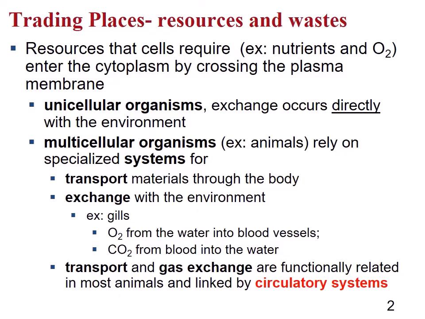Unicellular organisms are pretty simple. They can exchange things directly with their environment, but multicellular organisms, such as ourselves, rely on specialized systems for transport and exchange. Exchange organs could be like the gills, which exchange oxygen from the water into the blood vessels and carbon dioxide from the blood into the water. And our book lumped these two topics together because really transport and gas exchange are pretty functionally related in most animals and are linked by the circulatory systems of many animals.